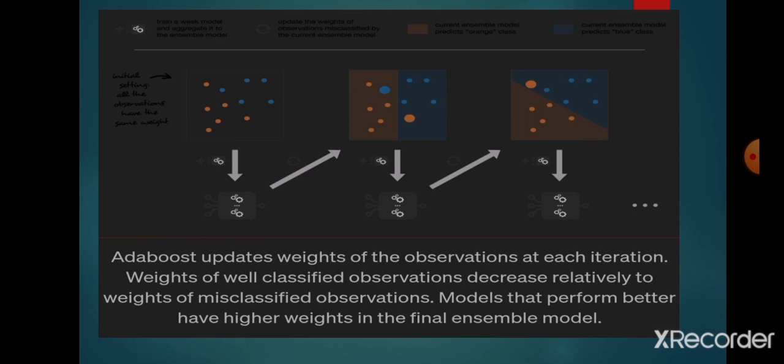So this is how AdaBoost updates the weights of the observations at each iteration. Weights of well classified observations decrease relative to the weights of misclassified observations. Models that perform better have higher weights in the final ensemble model. This is adaptive boosting.